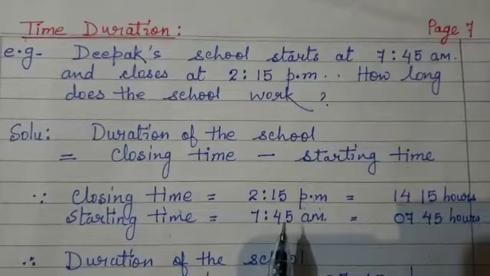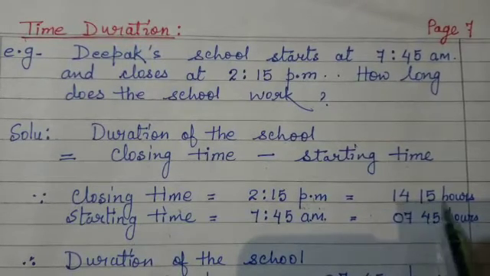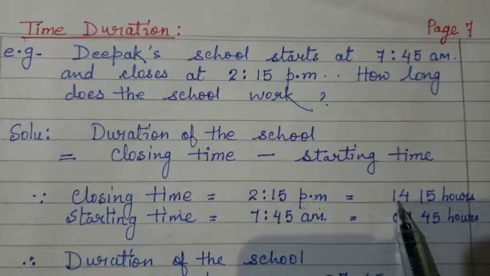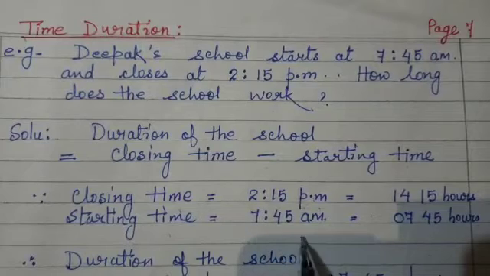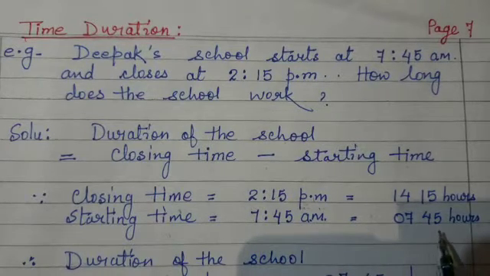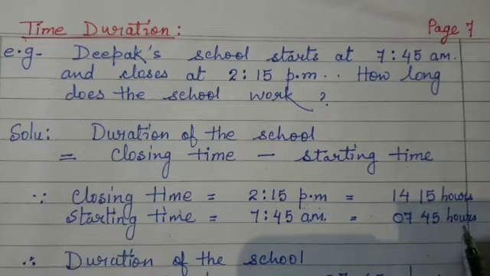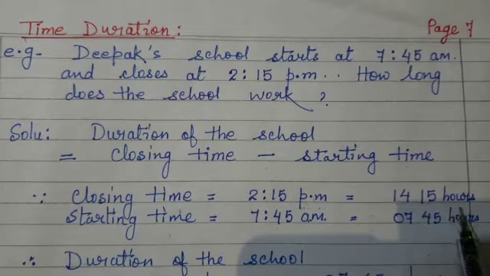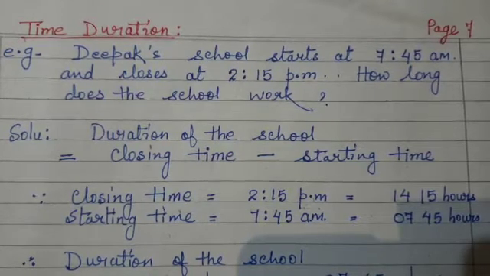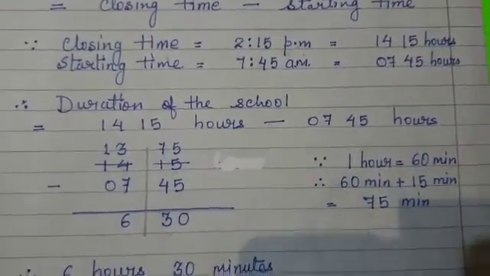This 2:15 pm in the 24-hour clock system, when we convert, will be 1415 hours. That means 14 hours 15 minutes. And the starting time given is 7:45 am. In the 24-hour clock system, it will be 0745 hours. That means 7 hours 45 minutes. So to find the duration, we need to subtract 7 hours 45 minutes from 14 hours 15 minutes.